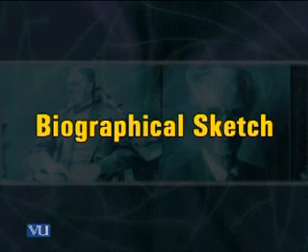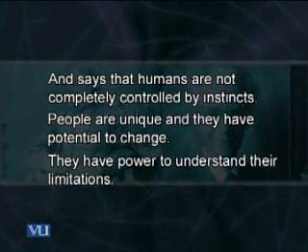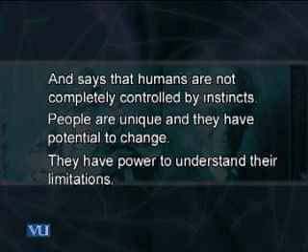Now the accusation against Ellis is that when he is talking about genes or biology and culture, he is being a Freudian in his approach. Well, he rejects this criticism. And for him, he thinks human beings are unique and they have the potential to change, and the most important thing, they have the power to understand their limitations. So he is rejecting the Freudian criticism.